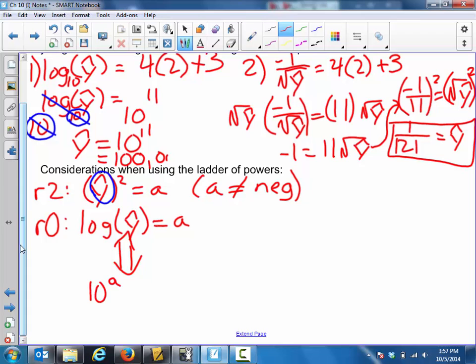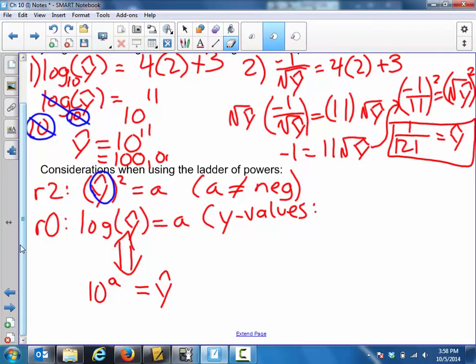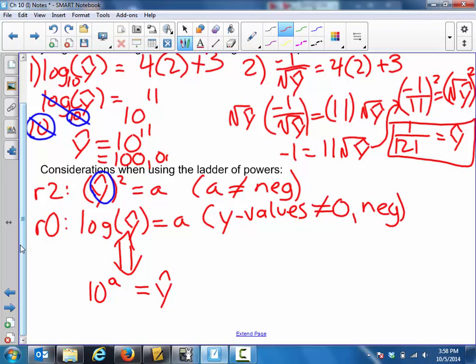Log of something when it's base 10 like that, equaling a number, means the same as the following: 10 raised to the power of a is equal to y hat. So you cannot have y values in your scatter plot that are equal to 0, and they can't be equal to a negative number, okay?